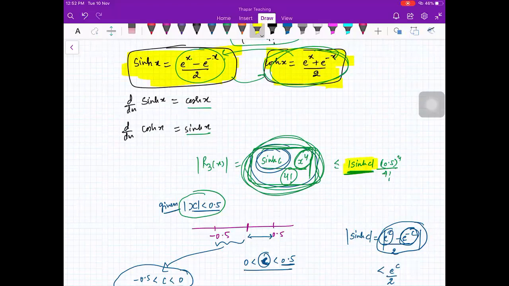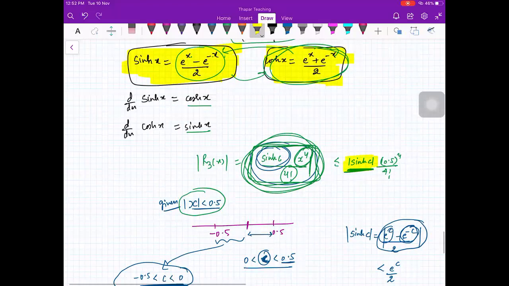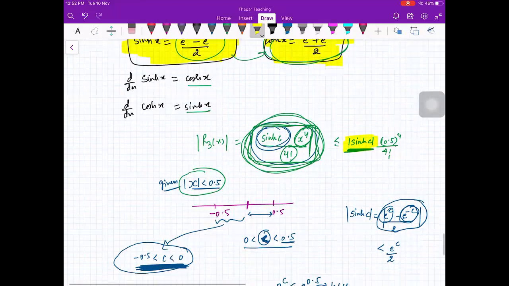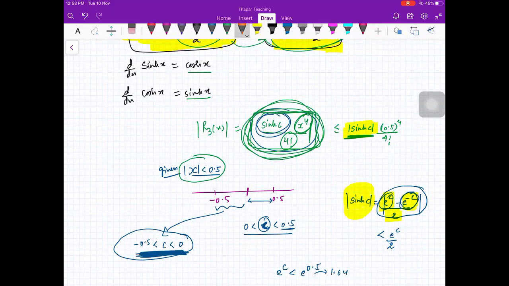For that, sine hyperbolic c is e raised to power c minus e raised to power minus c by 2. I want to find what number this is less than. So I'm saying, this minus this. If I just remove this quantity to make things simple, you can also replace this minus with a plus sign, because this number is for sure less than that number. I'm removing this quantity because it is a positive quantity and I'm subtracting. So this is less than e raised to power c by 2. Now c is less than 0.5, so this is less than e raised to power 0.5. E raised to power 0.5 is 1.62.